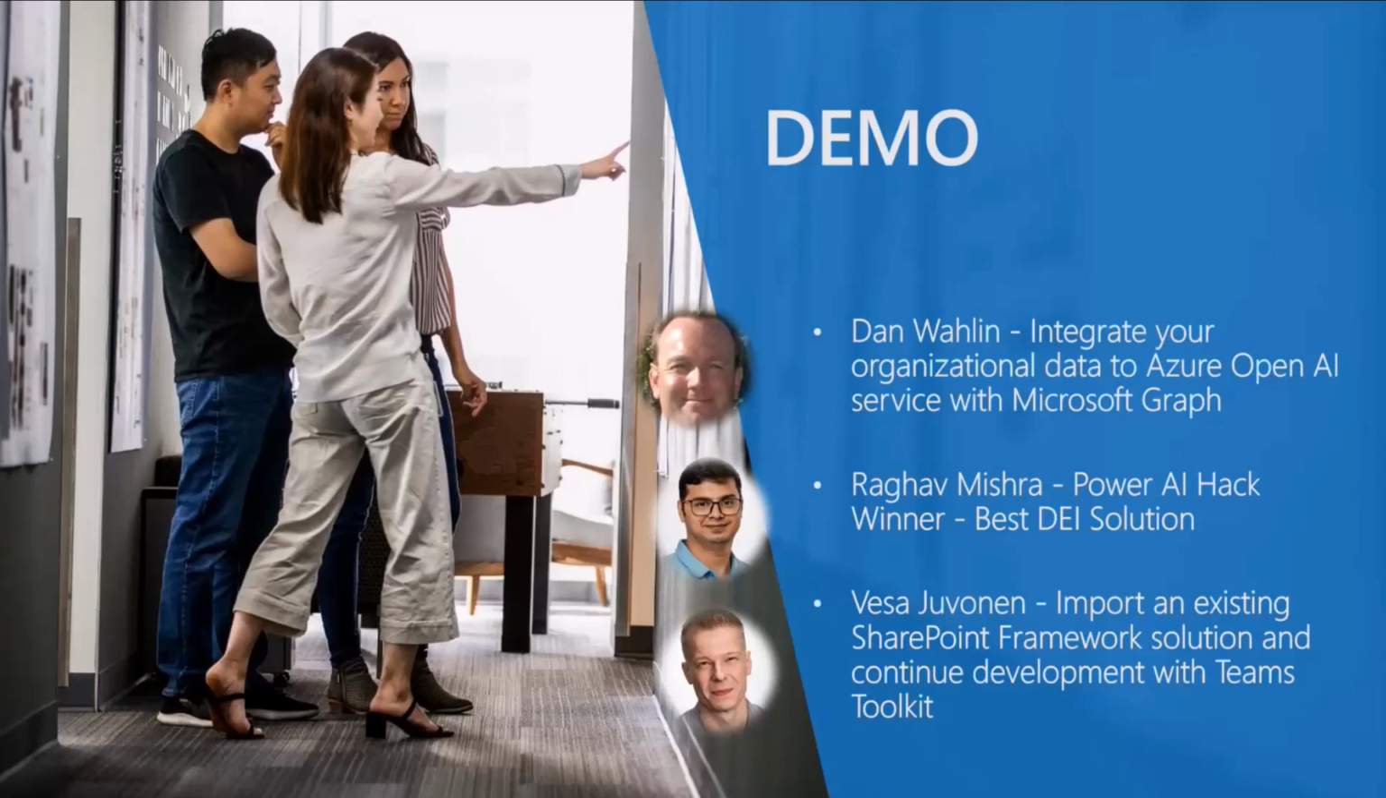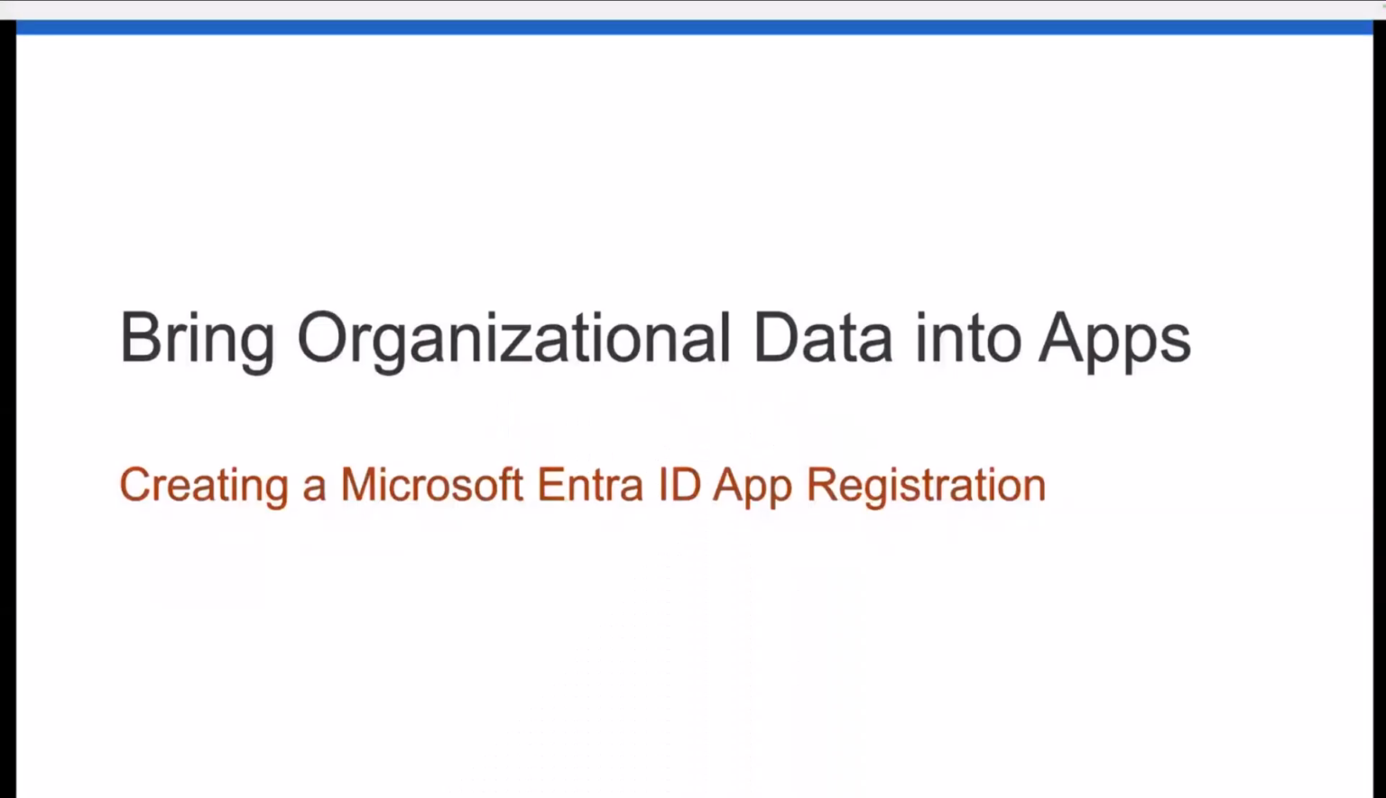So what we're going to talk about now is how can we actually get started bringing organizational data into apps. Now, you're all familiar and have heard of, I suspect, or at least most of you, Microsoft Graph. That's what we're going to be talking about a lot. But we're going to talk about some new things that you may or may not have seen that are in something called the Microsoft Graph Toolkit.